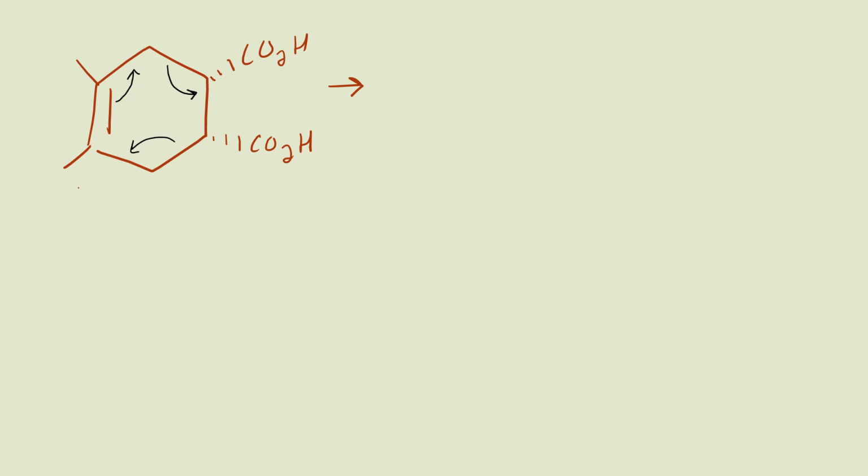If we look at the substituents, we can see that both of them are going in the same direction. That means our dienophile is going to be cis. Let's keep that in mind when drawing our reactants.